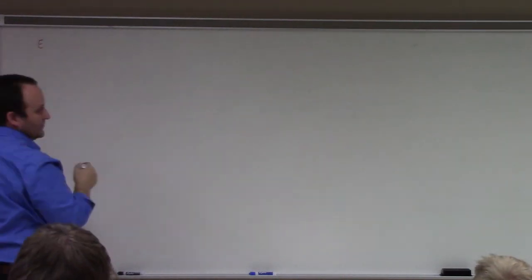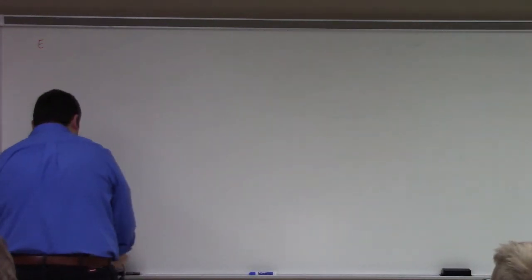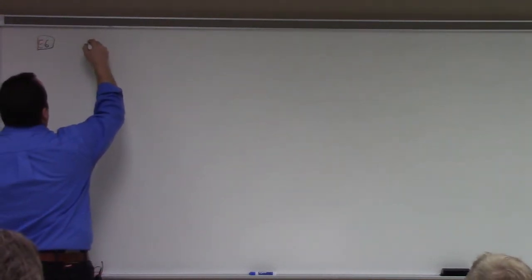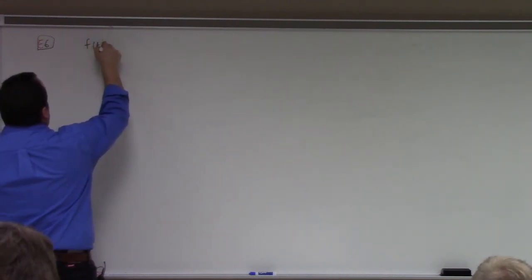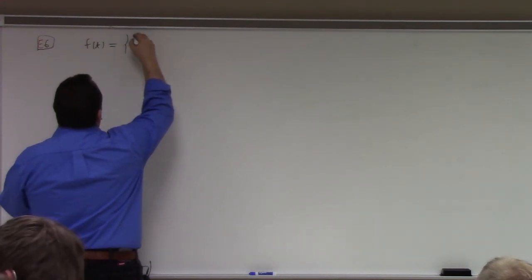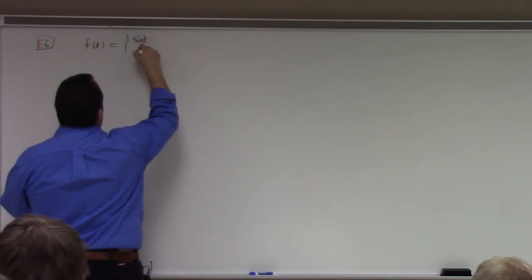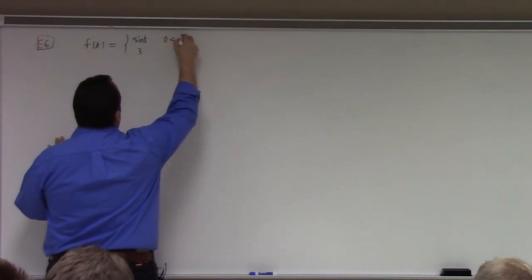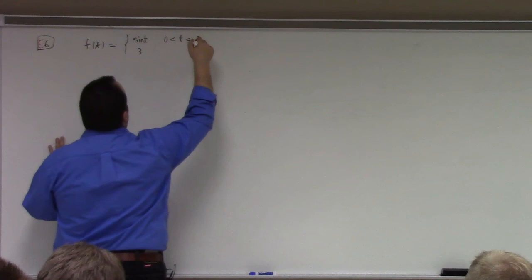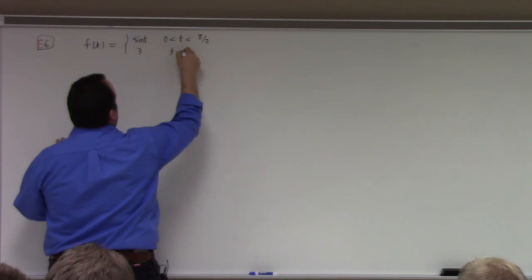So here. Let's see here. Example, sorry, what example? Oh, 6? Thank you, much appreciated. All right, so let's consider f of t equals, I don't know, let's make it sine t and then 3, for 0 less than t less than, let me make it pi over 2, that's nicer, and 3 for t greater than pi over 2.